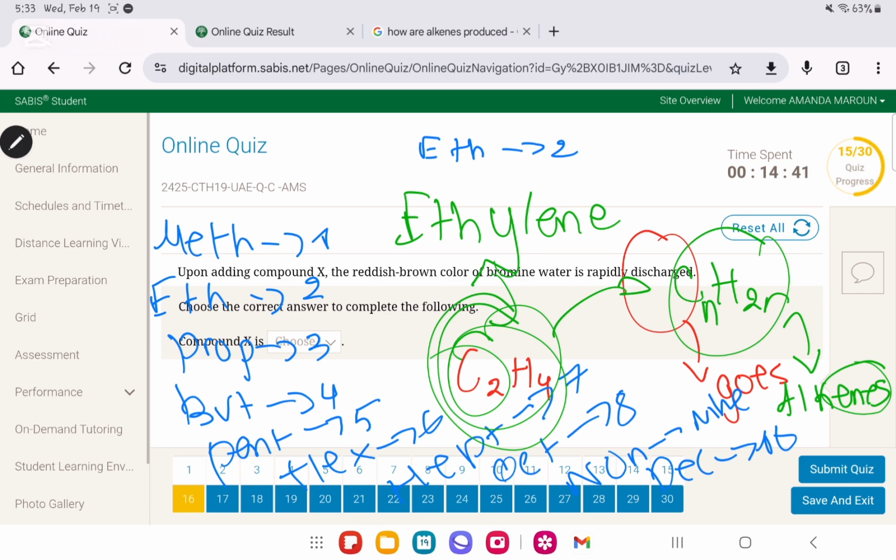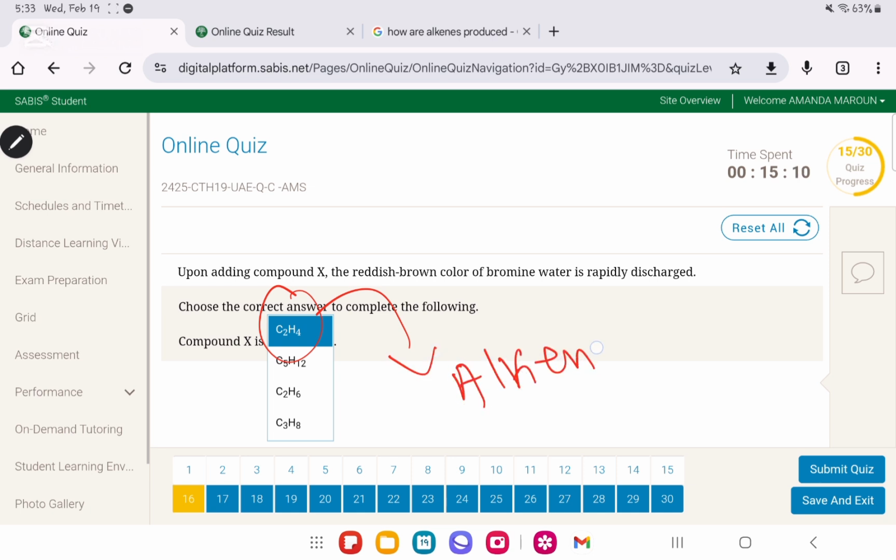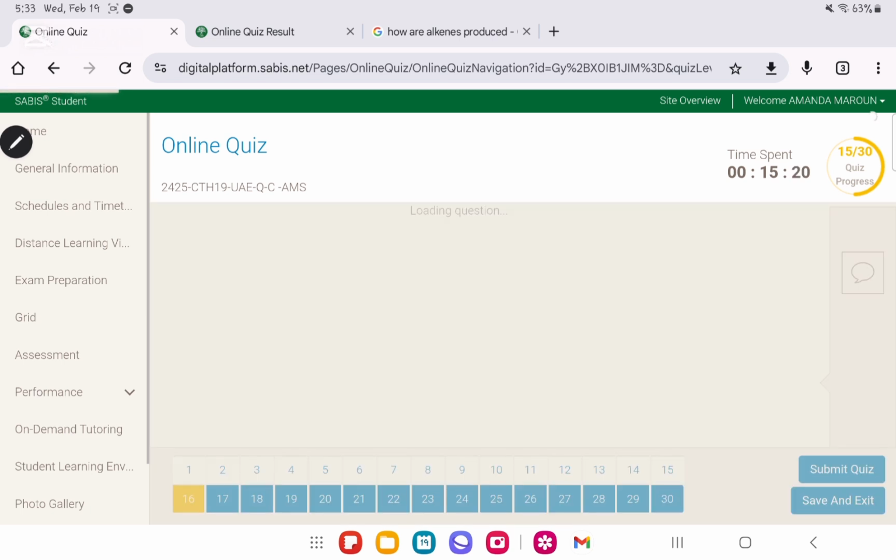The ethylene looks like this. It is a C double bonded to another C, and then you have H here, H here, H here, and H here. So this is pretty much it, I over-exaggerated what I was supposed to say. So compound X is the ethylene, so it's C2H4. But it's not only C2H4, it's supposed to be what? An alkene. Because alkenes make the color of bromine, which is Br2, disappear. Whereas alkanes do not really affect it.